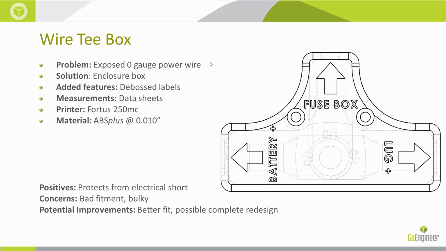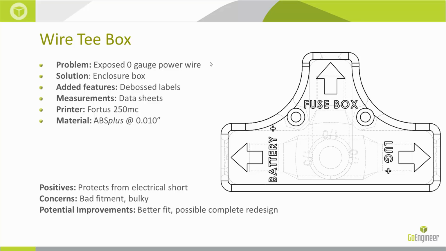All right. This was printed on a Fortis 250 in ABS material at 10 thousandths of an inch slice height. I knew I wanted FDM because durability is going to be needed, but it wasn't going to withstand high heat. It didn't need to have super high accuracy, so almost anything would have worked. The positive here is that it does enclose the T and it functions. The concerns: I totally created it the wrong size and it's a little bit too bulky.